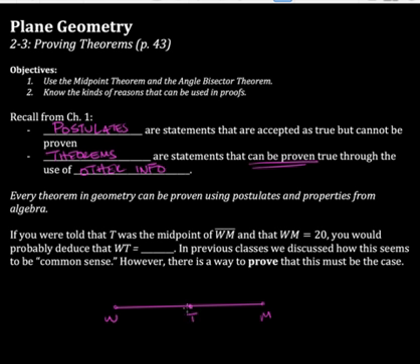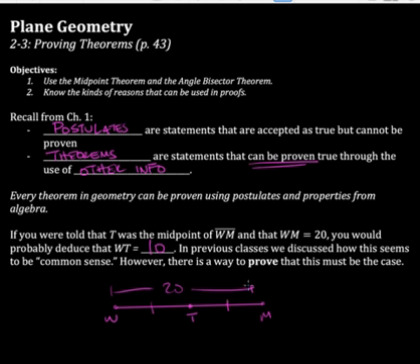Now we know that in order for that to be the midpoint, it means that these two segments would both be congruent. If we knew that WM equaled 20, so the distance from W to M was 20, you would probably deduce fairly easily that the distance from W to T would be 10. In previous classes, we talked about how that just seems like common sense. If the whole thing is 20, and I put a point right in the middle, dividing it into two equal parts, each part is 10.